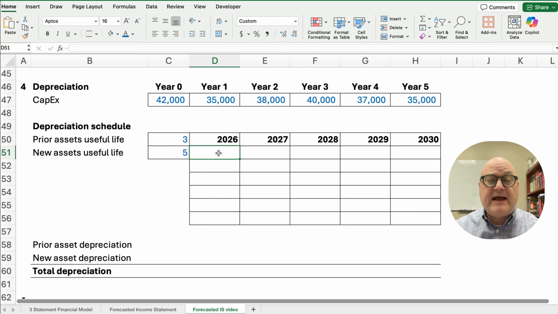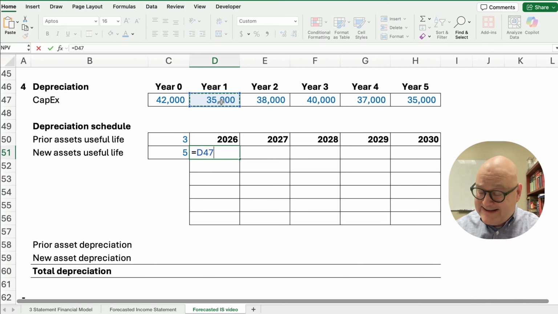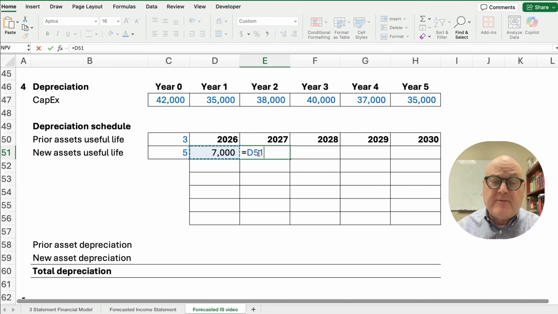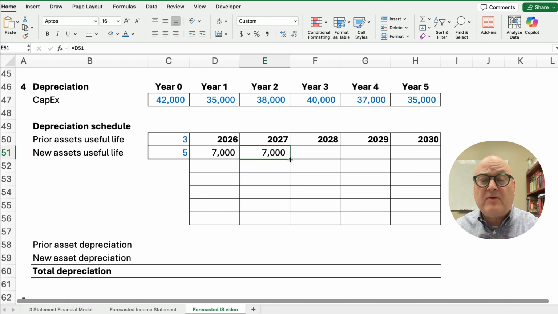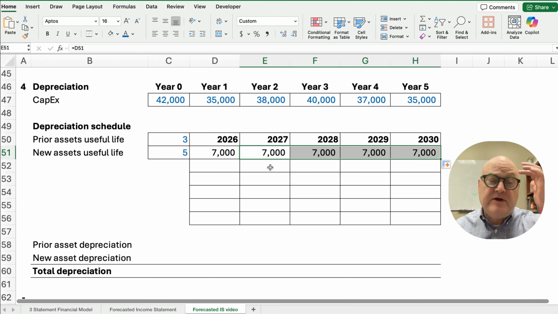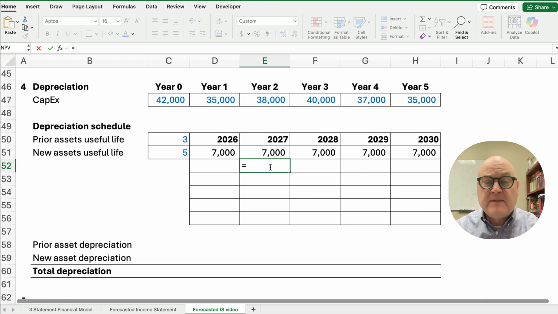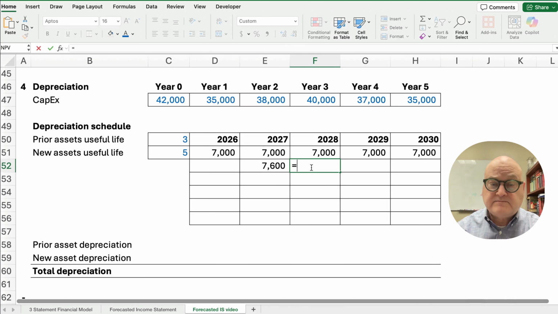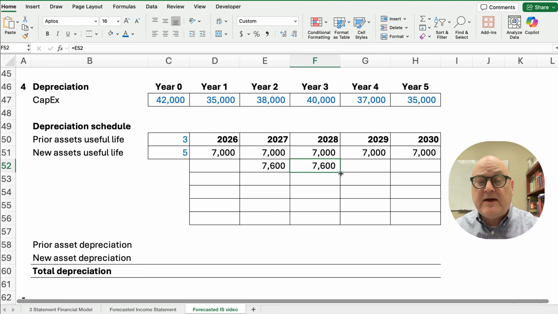Now, for an asset we buy for $35,000 in year 1, we're going to depreciate it over 5 years. So here's what we're going to do. We're going to take the $35,000 divided by 5. That's going to be 7,000 depreciation each year. I'm going to point to that 7,000 and copy it all the way across. Let's do year 2. So 38,000 divided by 5. That's going to be 7,600. I'm going to point to the 7,600, and that's going to be the same amount each of the years.